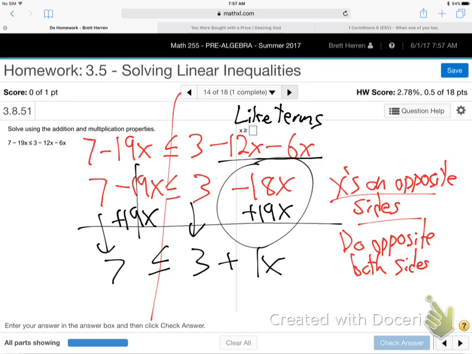See why it's not a good plan to do the 3 and the 7 early on? Because you don't know where x is going to end up. Always do the x's first. Get them in one location, then turn your attention to the other things. So get rid of the 3 on both sides, gonzo. So then we get 4. 1x is just x. Is that good to there?